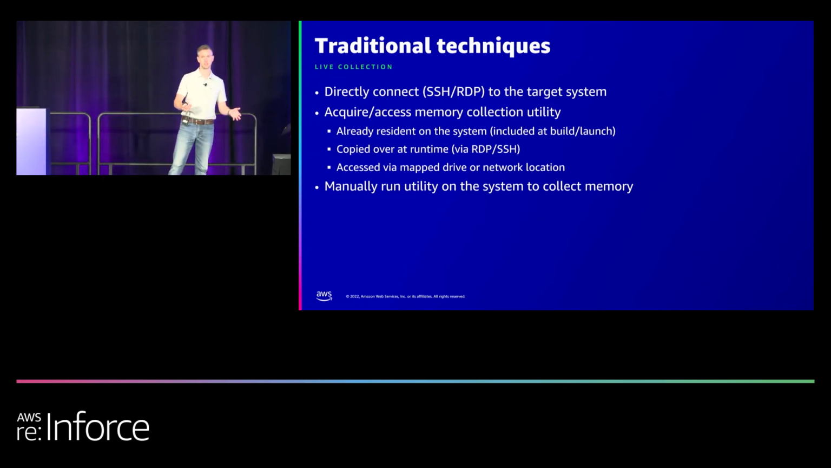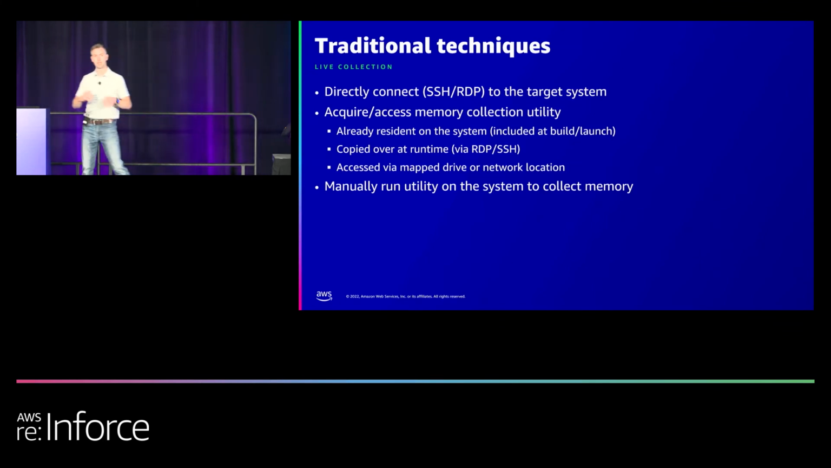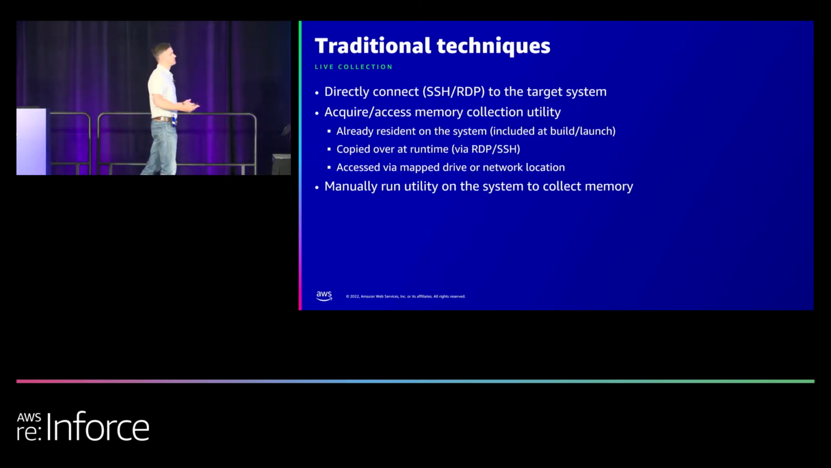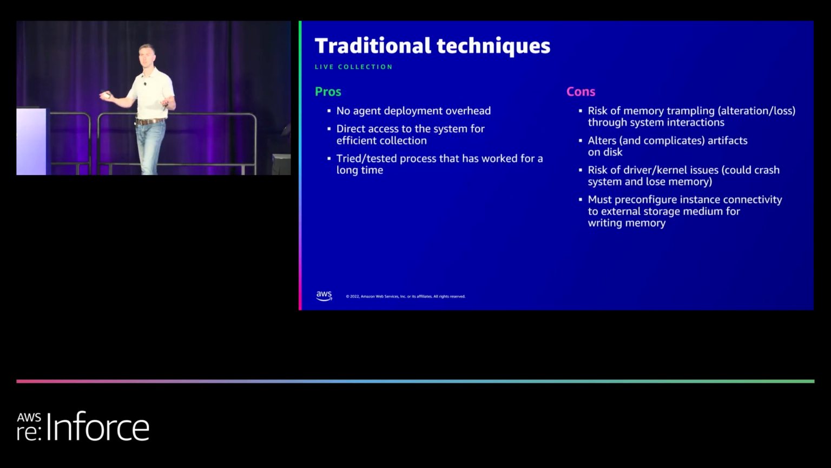We'd manually run this collection utility. This is not uncommon, especially if nothing's pre-instrumented, right? We would manually connect via SSH or RDP. We'd maybe SCP something over there, somehow transfer it. We'd get it on the system. We'd run the utility and collect it. It's a little bit kludgy, but it totally works, right? It's a great backup mechanism, and it is a technique to do that. So some of the pros, like no deployment agent overhead.